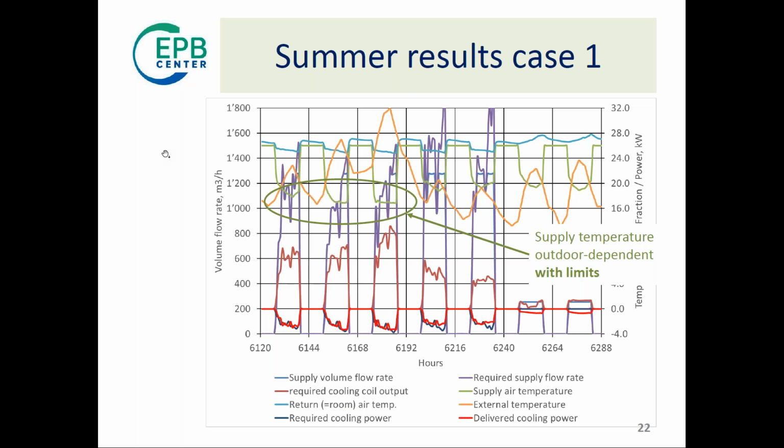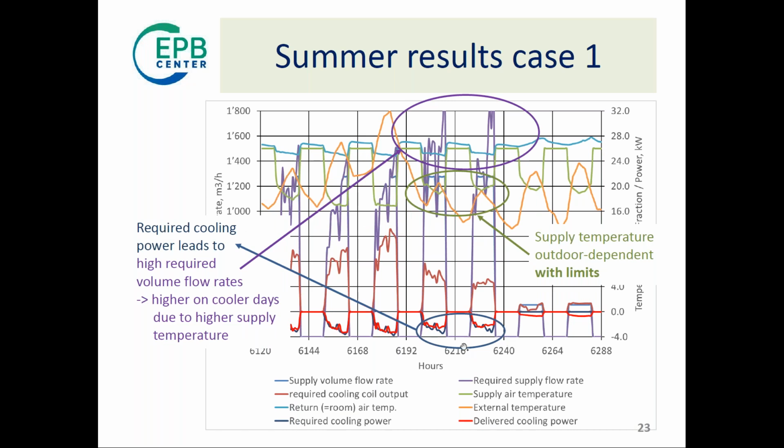Then what we see here is the supply temperature, which is preset, outdoor dependent, and with limits. It's limited to something like 17 and something degrees here. Doesn't go below that. And then we see the dark blue line, the required cooling power from the building, which is transformed to required volume flow rates. These are quite high up here, as you can see. The interesting thing is they are higher on cooler days than on the really hot day where we have above 30 degrees peak. The reason is that green supply temperature curve, which doesn't go as low as on this hot day, because it's outdoor temperature dependent.